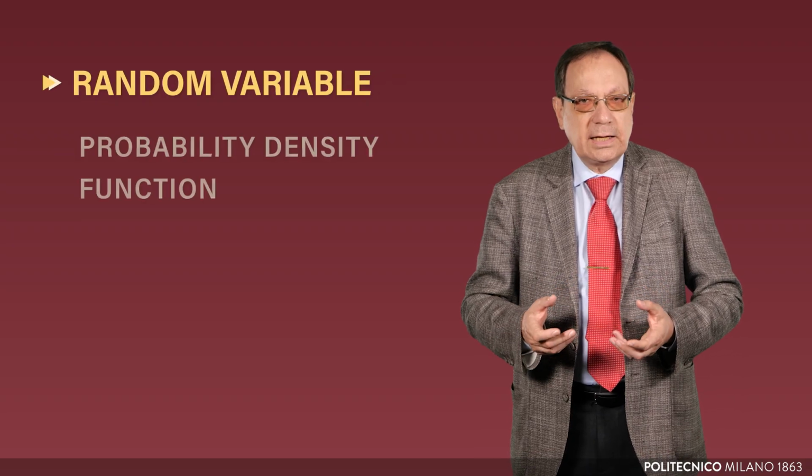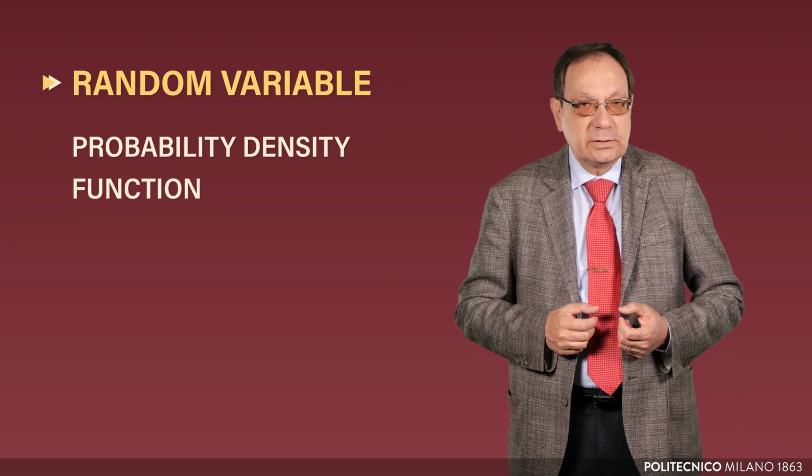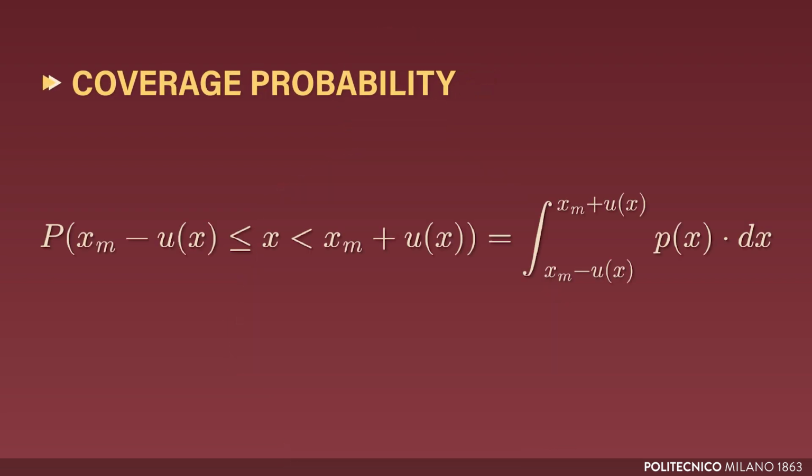We have seen that the measurement result is mathematically represented by a random variable, which in turn is described by a probability density function. Referring to probability theory, it is possible to demonstrate that, being x the values that can be attributed to the measurand and p of x the probability density function that describes them, the coverage probability of the interval from xm minus u of x to xm plus u of x is given by this equation.